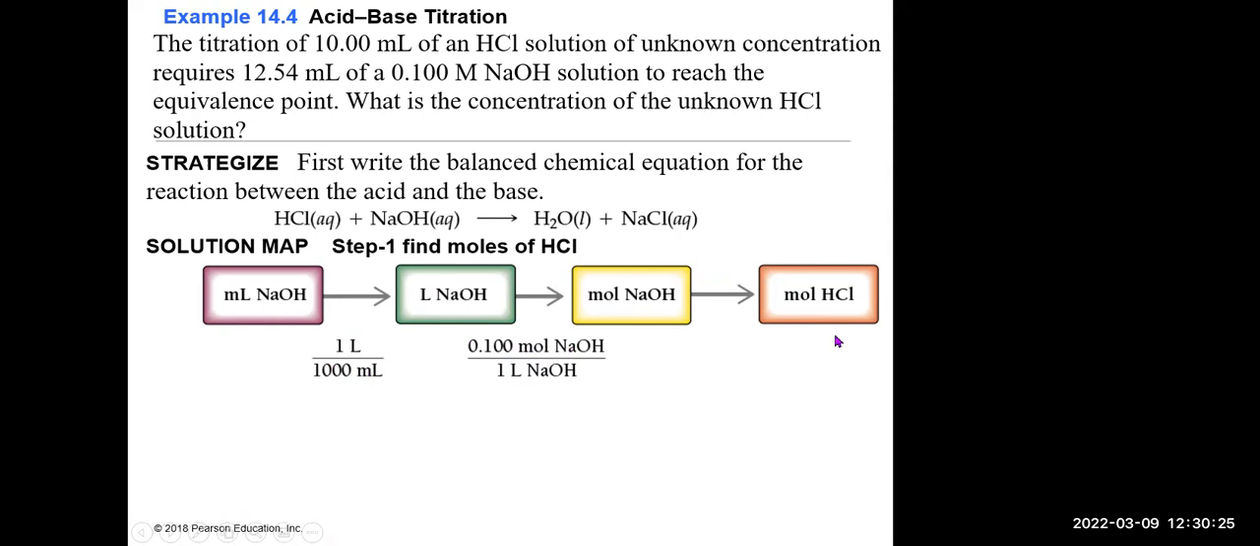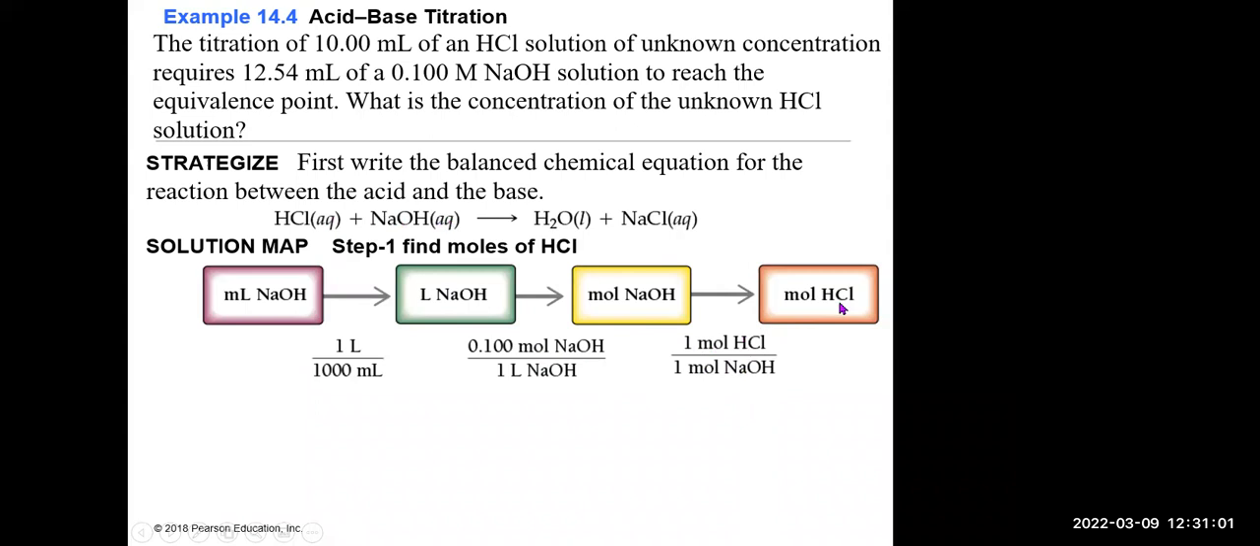We will use the mole ratio, which is the coefficient ratio in the balanced equation. From the equation, we can see there's no number in front of HCl, so that means one. And no number for NaOH, that also means one. So therefore, we have 1 mol HCl over 1 mol NaOH. So we can use this mole ratio to convert the mole of NaOH to the mole of HCl.